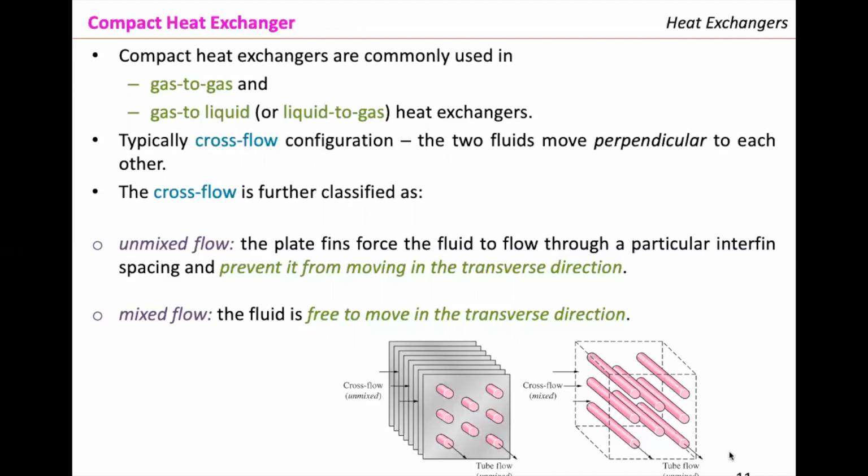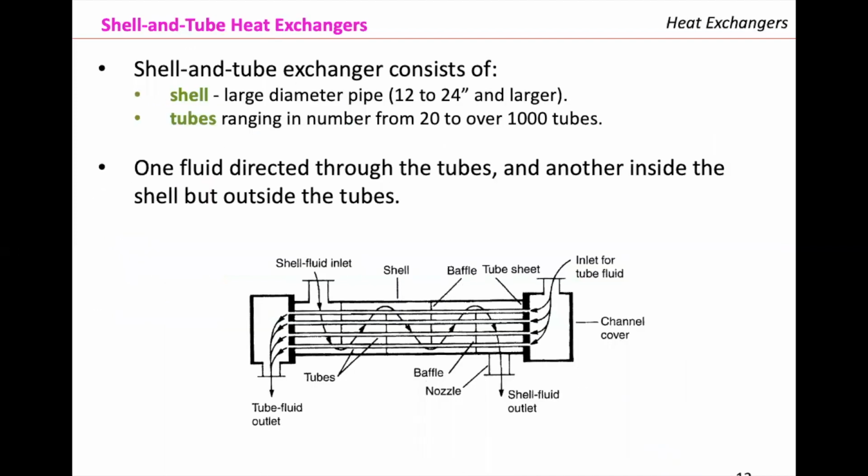Whereas we can have a mixed flow configuration for compact heat exchangers in cross flow, like you can see in this image, where the fluid is free to move in the transverse direction because we don't have the fins, right? The fins are not there to direct the fluid. So we have here a mixed flow, okay? So we can have those two configurations for compact heat exchangers in cross flow. So let's focus a little bit more on shell and tube heat exchangers. Why? Because they are the most commonly used in industry, okay?